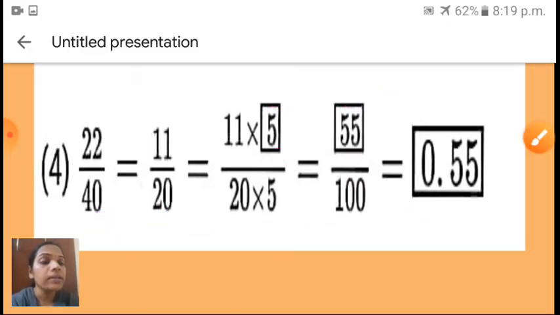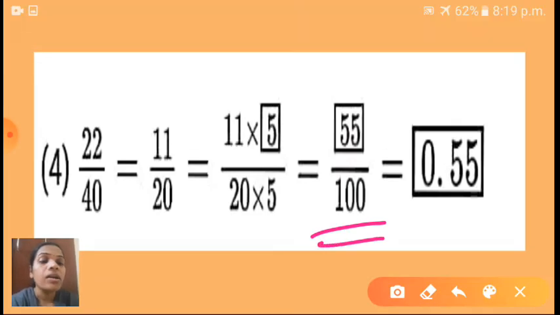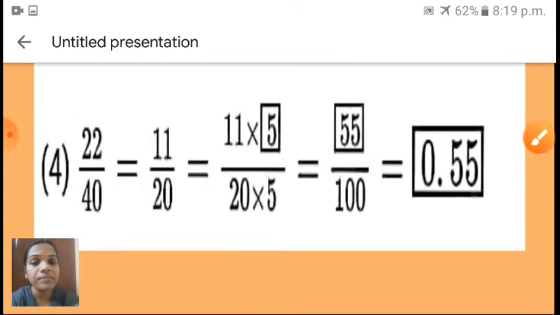See here children, see the denominator, see the number of zeros. 2 zeros are there, and here 2 digits. So it is so easy. Yes, 0.55. That is your final answer, because after the decimal point 2 numbers will come. Isn't it children? 2 digit number will come, because here 2 zeros are there. That means here the answer is what? 0.55. Shall I go to next now children? Yes.